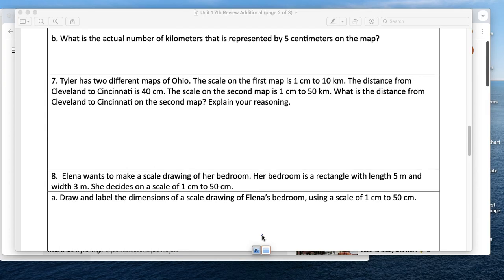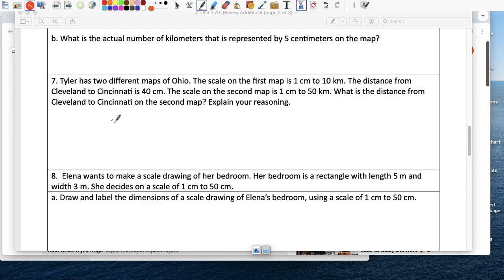Tyler has 2 different maps of Ohio. The first map has a scale of 1 centimeter to 10 kilometers. The distance from Cleveland to Cincinnati is 40 centimeters. The scale on the second map is 1 centimeter to 50 kilometers. What is the distance from Cleveland to Cincinnati on the second map? The distance from Cleveland to Cincinnati is 40 centimeters.